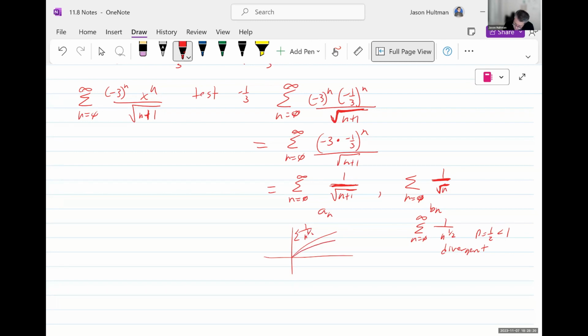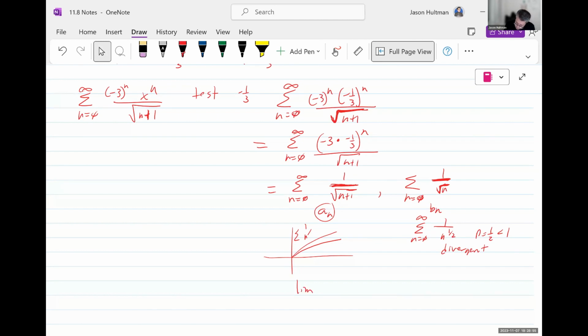But this thing might diverge as well. It just might diverge a tiny bit slower. And so I can't use the basic comparison test because it's going the wrong direction. If this thing was bigger, if a sub n was bigger than b sub n, then I could use the basic comparison test. So what I'm going to want to do here is use the limit comparison test.